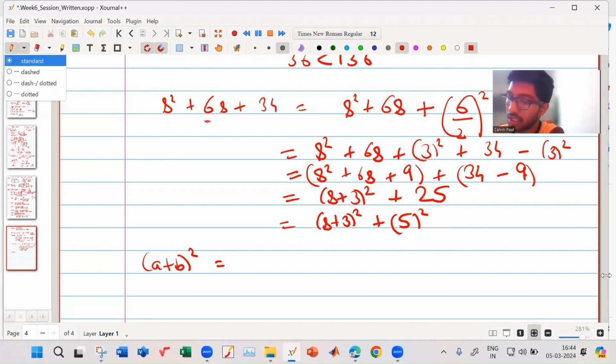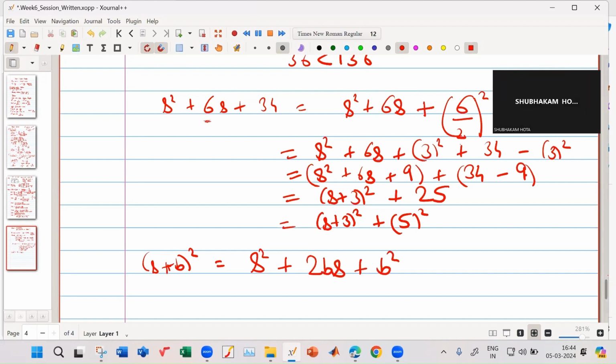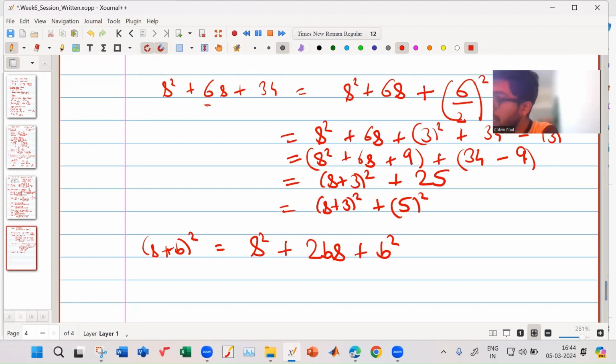Okay, let me change it. What is S plus B the whole square? S plus B the whole square is S square plus 2BS plus B square, right? So in our case, we know 2B is 6. That is why we need to make this 6 upon 2 square.